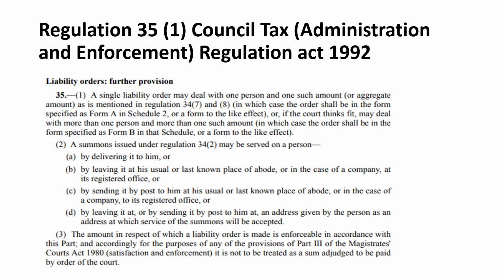Now, Regulation 35 of the Council Tax Administration and Enforcement Regulations 1992 says a single liability order may deal with a person and such an amount or aggregated amount as mentioned in 34 sub 7 and 8. Well, that would require the court to issue a court file number. And when you would file paperwork, you generally would file a copy with your adversary, in this case, the county council, and you would file a copy with the court. And you would file a certificate or affidavit of service. It's called a certificate of service in the UK.